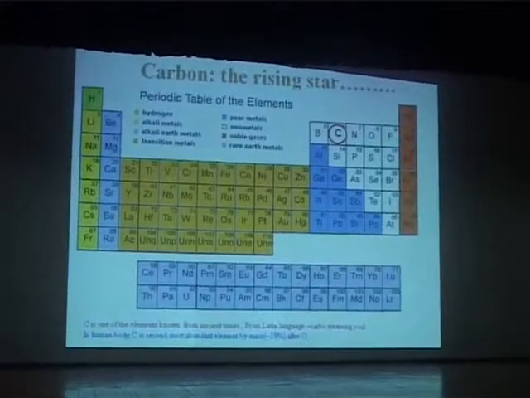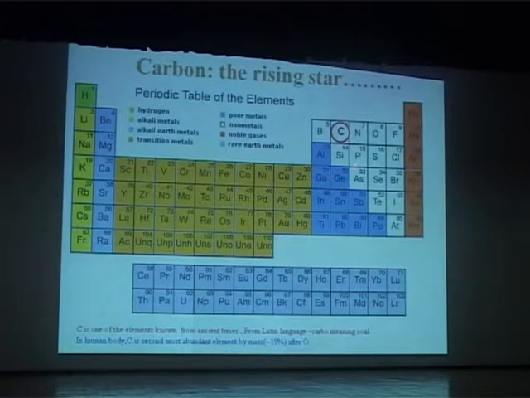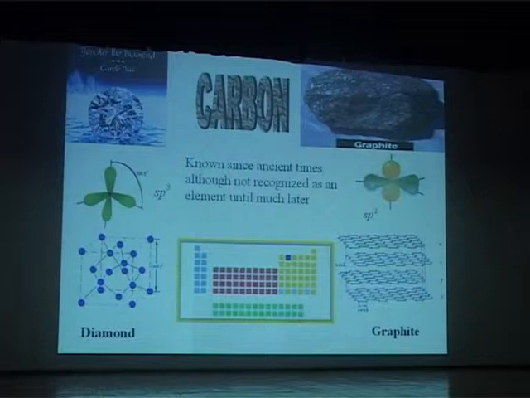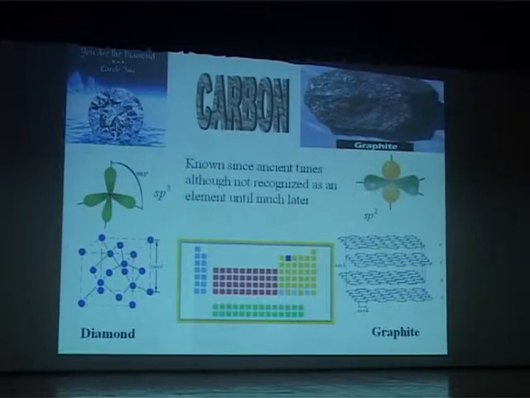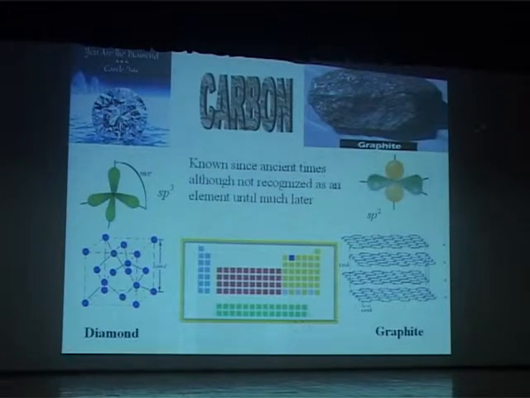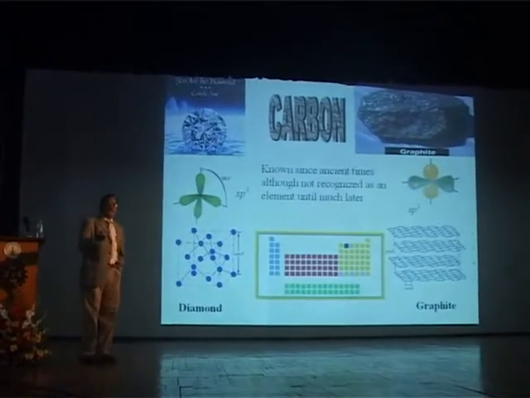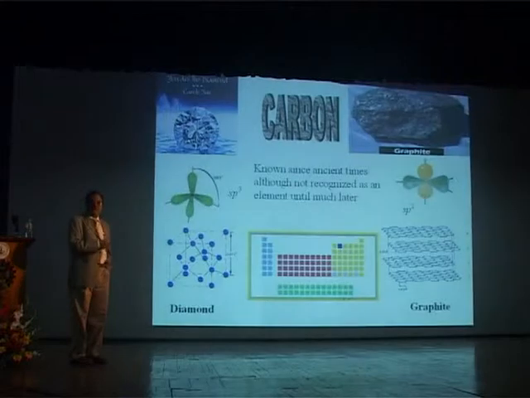which is one of the elements known from ancient times. And we know in Latin language, carbo means coal. So today's talk is all about carbon. And the forms which we all know are the two allotropic forms, namely diamond and graphite, which have been known for ages. And they have very different properties because the bonding between carbon atoms is very different. So we go from sp3 to sp2, which changes the properties of these two allotropic forms.